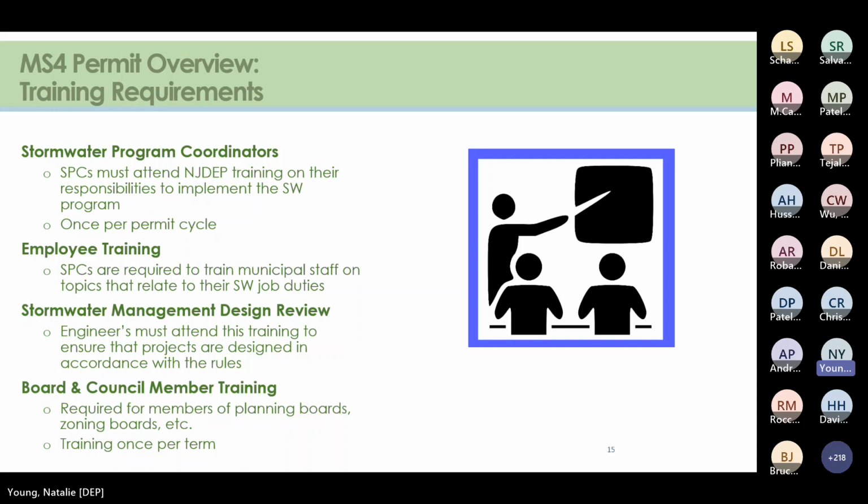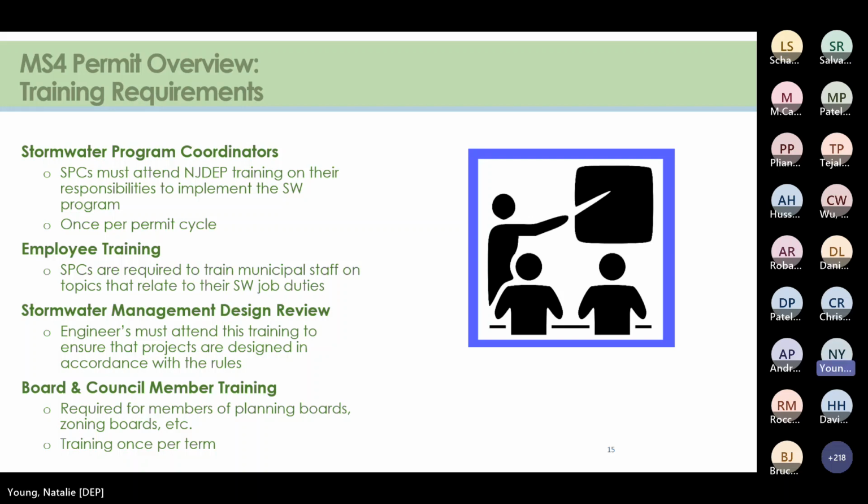These are the MS4 permitting training requirements. The SPC training requirement is required for all SPs so that they know their responsibilities for implementing their stormwater program. This is required once per permit cycle. The employee training requirement includes implementing an employee training program to address permit components and stormwater pollution prevention plan requirements.